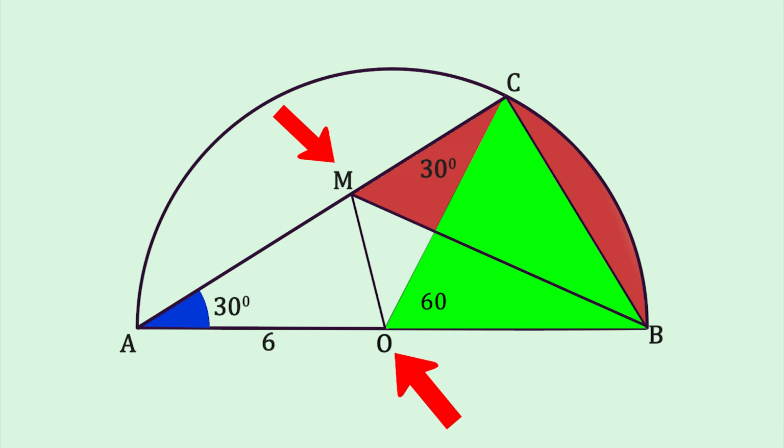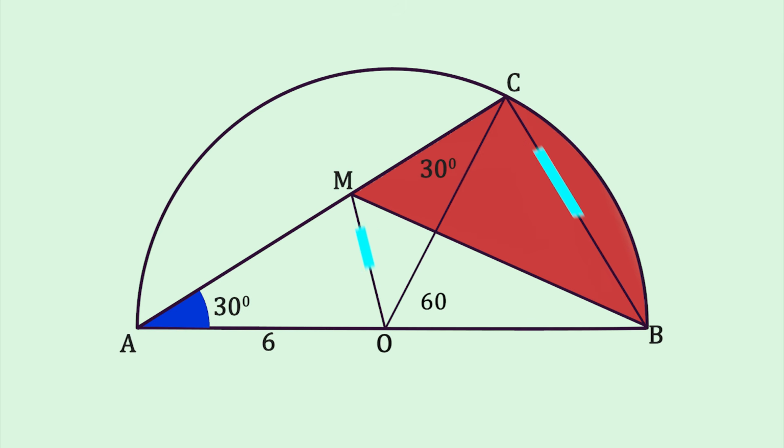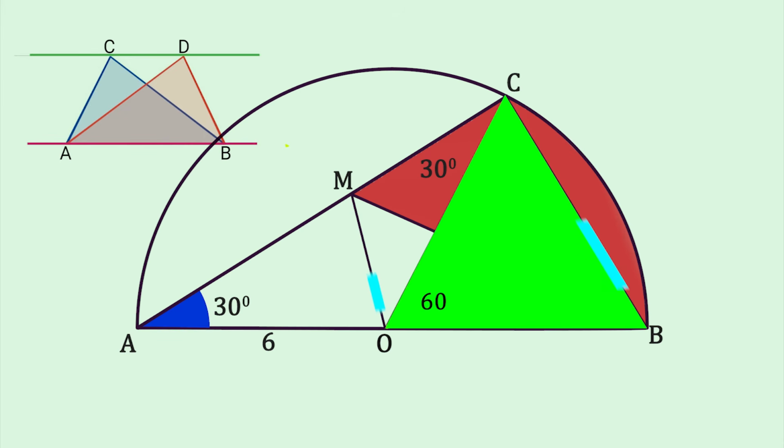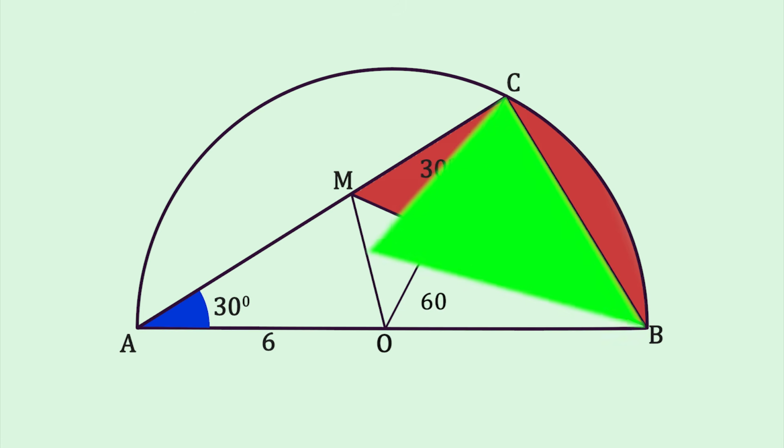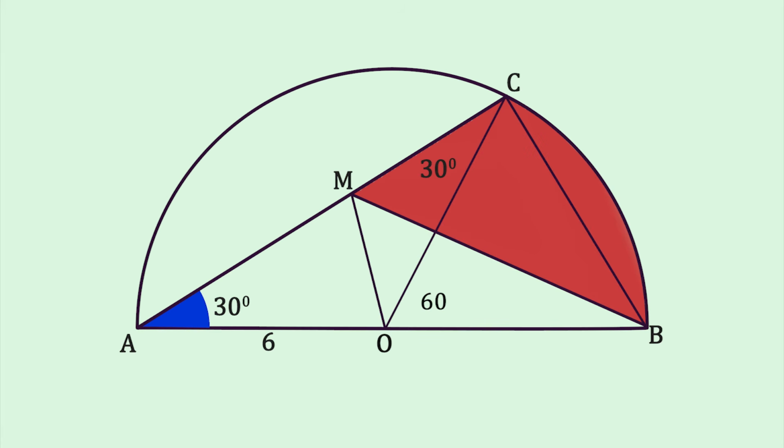Since M and O are on a line that is parallel to the base BC, both triangles must have the exact same height. Since they have the same base and same height, the area of triangle MCB is exactly equal to the area of triangle OCB. So, let's go back to our original goal, to find the area of the shape bounded by MB, BC, and the arc of the circle CM.